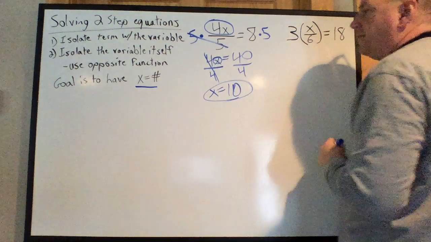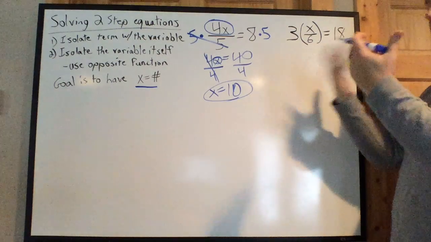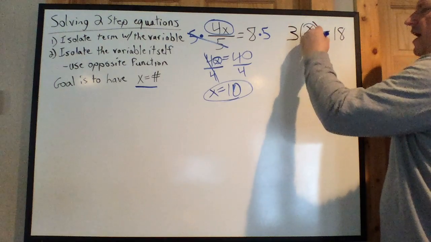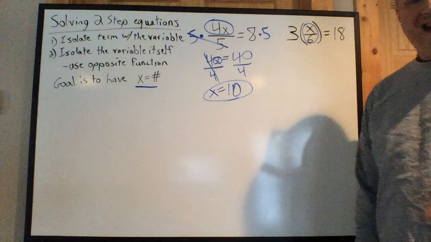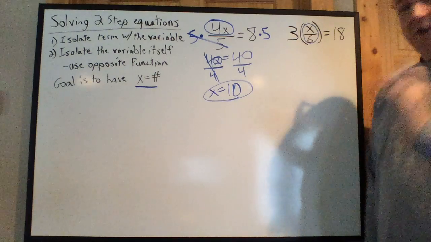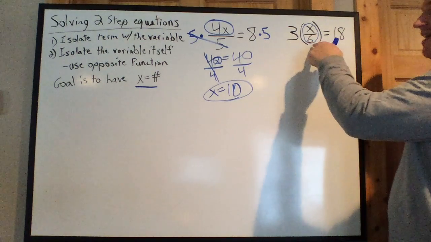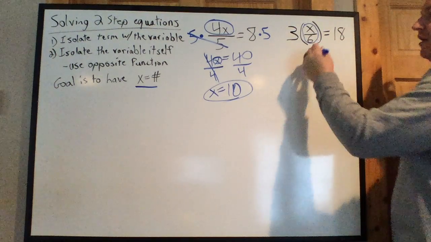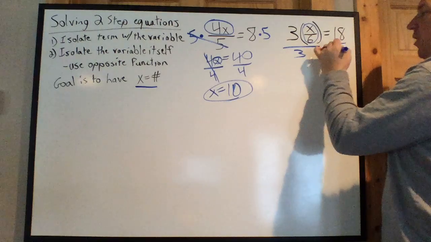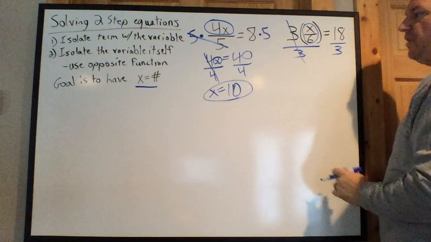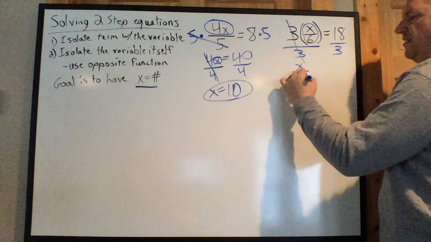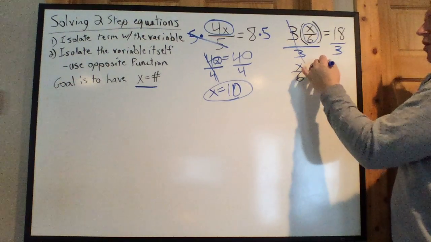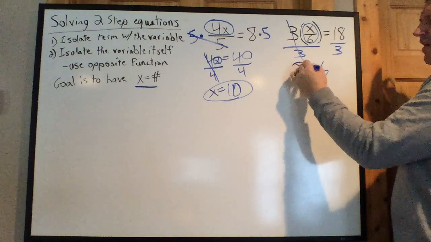Okay? In our other example, now they're just kind of backwards. It's kind of backwards in here, but the process remains the same. This x divided by 6 is my term that has my variable in it. So what's happening to it? It is being multiplied by 3. So how do I undo multiply by 3? I have to divide by 3. So I'm going to divide both sides of this equation by 3. Those 3s will cancel. x divided by 6, parentheses are no longer necessary, equals 18 divided by 3, which gives me 6.